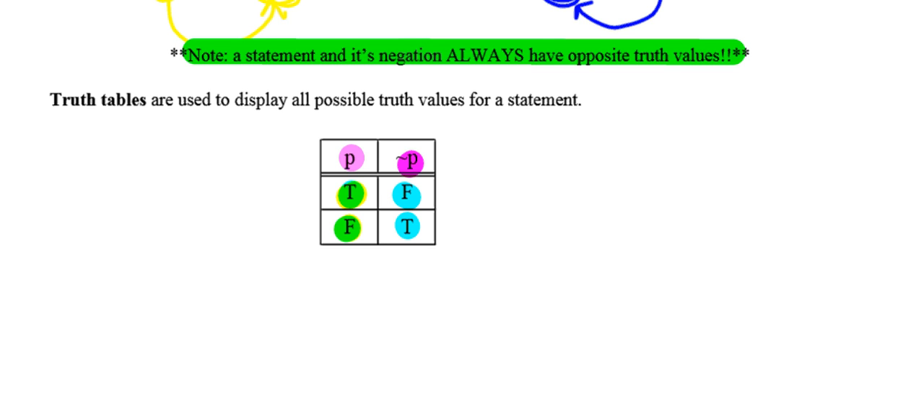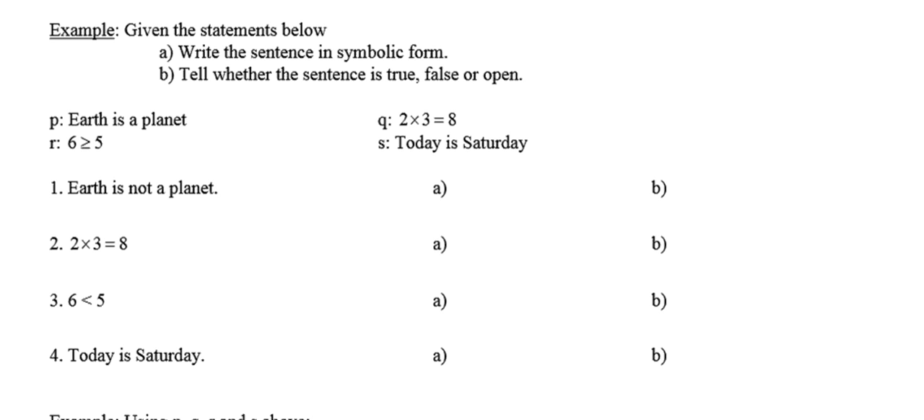All right, the last thing that we need to talk about is up at the top of page 3, writing things symbolically and in sentence form. So the example at the top of page 3 says, given the statements below, write the sentence in symbolic form. When you see the words symbolic form, what they're talking about is using your P's, Q's, R's, and S's and your negation symbol. So symbolically means using the letters and the symbols that you've been given.